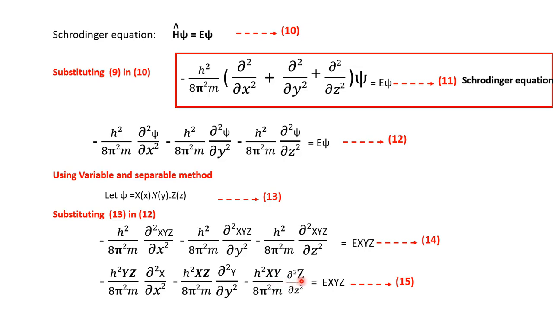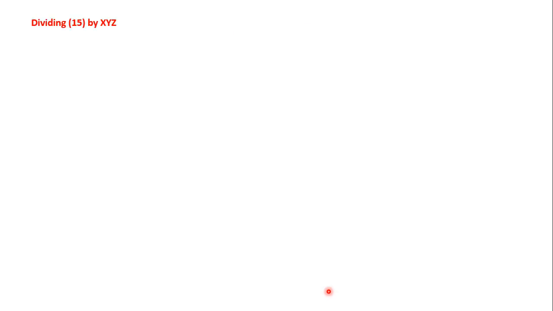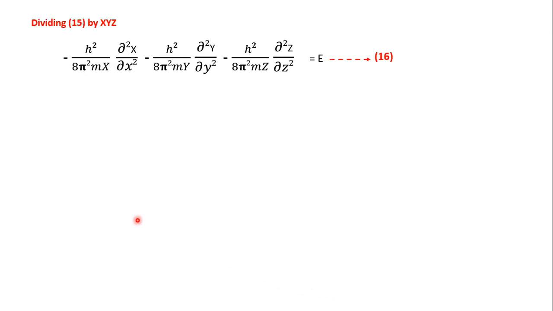Now divide this equation 15 by capital X, capital Y, capital Z. If you do this, when you divide it by X, Y, Z will cancel out and we will have only capital X in the denominator. Here X, Z will cancel out and we will have only capital Y in the denominator. Here X, Y will cancel out and you will have only capital Z in the denominator. And here X, Y and Z will cancel out and we will have only E. And so what we will get is something like this.